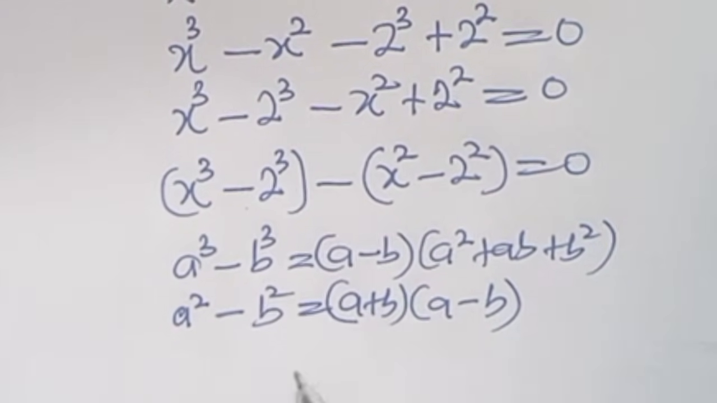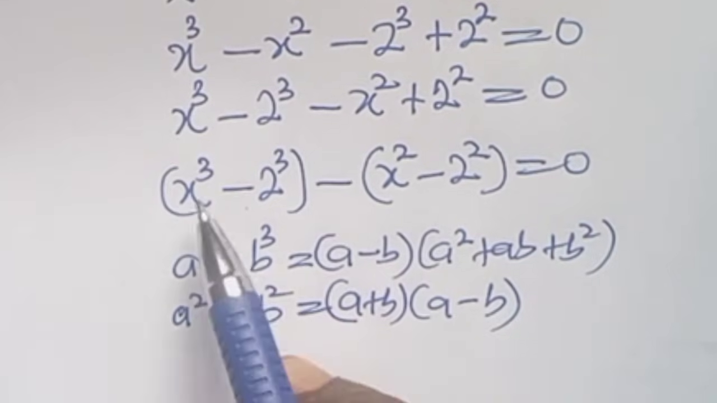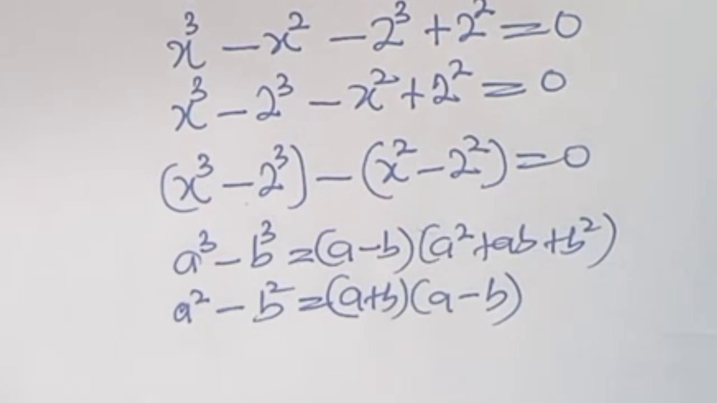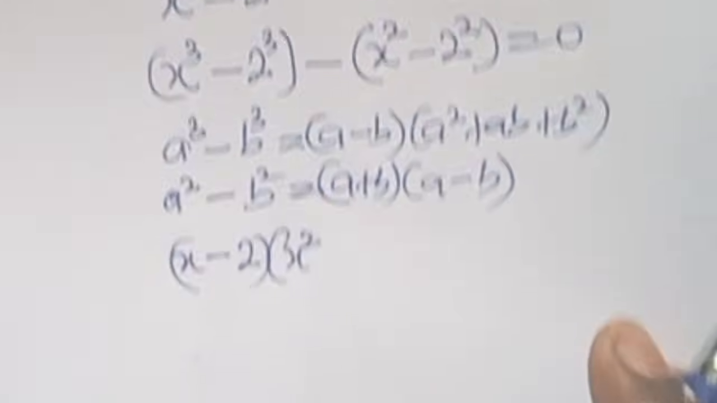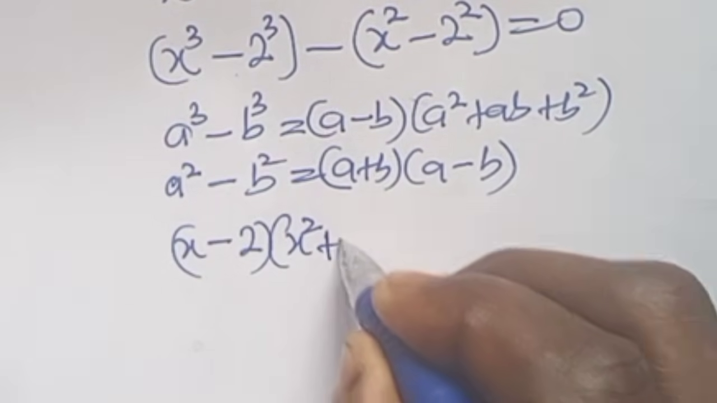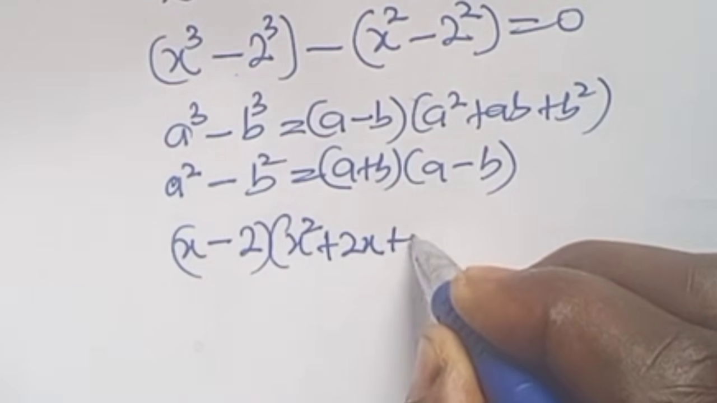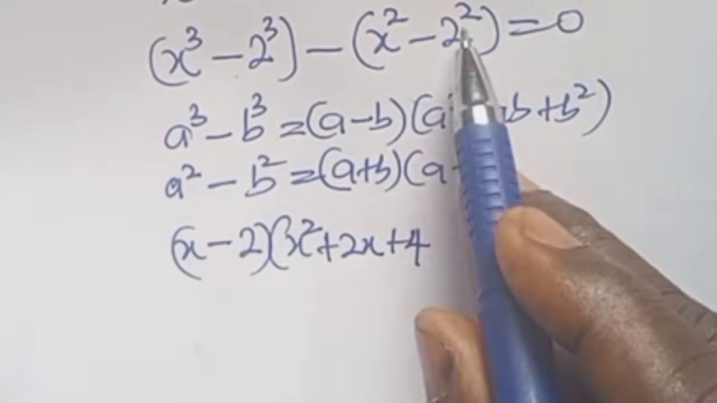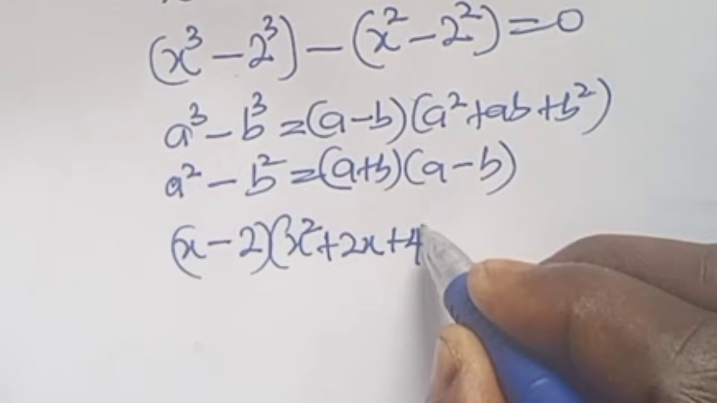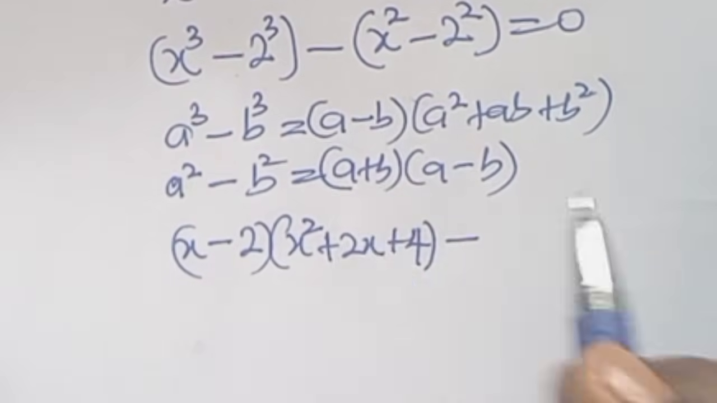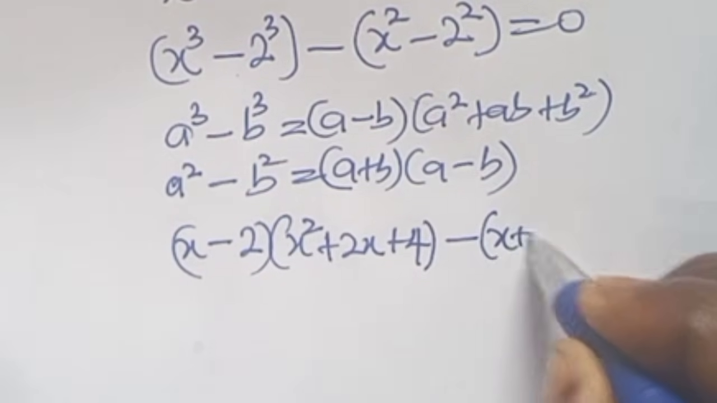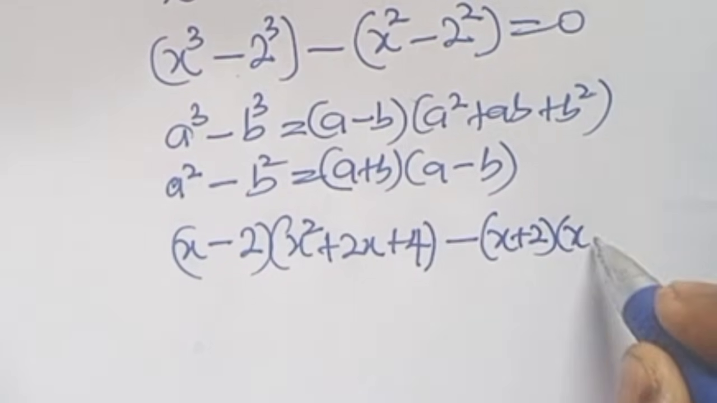So if we agree on this, our equation therefore becomes, this part here will be written in this form, that is x minus 2 into x to the power of 2 plus 2x plus 4. That's 2 to the power of 2 is 4. We close this bracket, minus, and this other part here will be written in this form, that is x plus 2 and x minus 2.